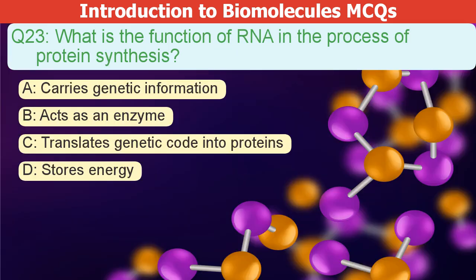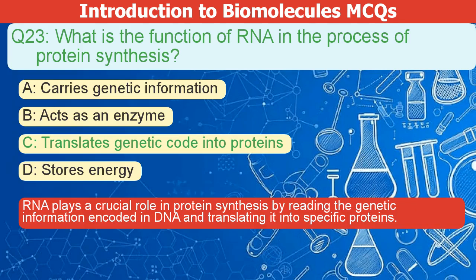What is the function of RNA in protein synthesis? A. Carries genetic information. B. Acts as an enzyme. C. Translates genetic code into proteins. D. Stores energy. The correct answer is C. RNA plays a crucial role in protein synthesis. It reads the genetic information encoded in DNA and translates it into specific proteins.